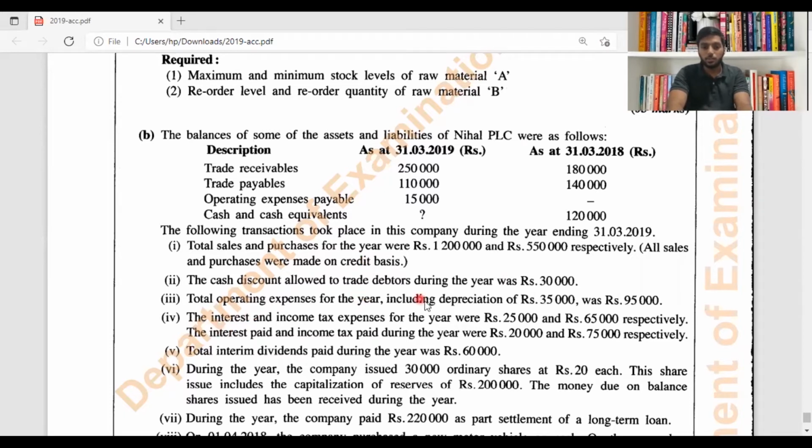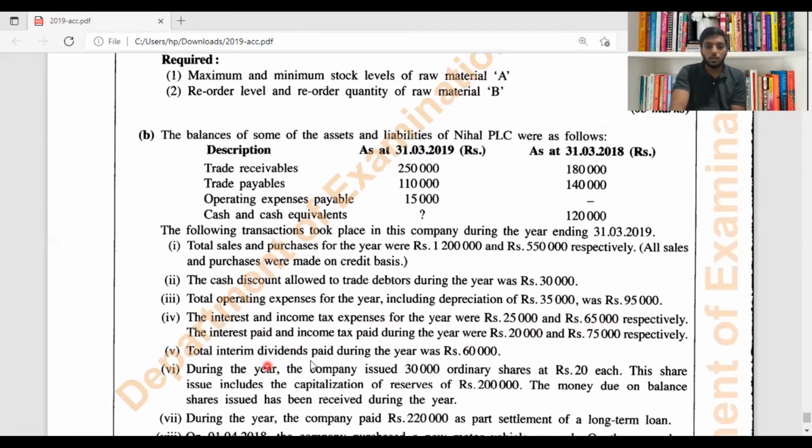Then the total operating expense for the year including depreciation is 95,000, and 35,000 was your depreciation. 95,000 was your total operating expense for the entire year. Then we have the interest and income tax expense for the year of 25,000 and 65,000 respectively. And the interest paid and income tax paid during the year was 20,000 and 75,000. So they have already given these amounts directly. So you don't want to find it out, because on the previous sum we found the interest and income tax by calculating. But here in this adjustment, they have given it directly, so you don't need to worry about this 25 and 65.